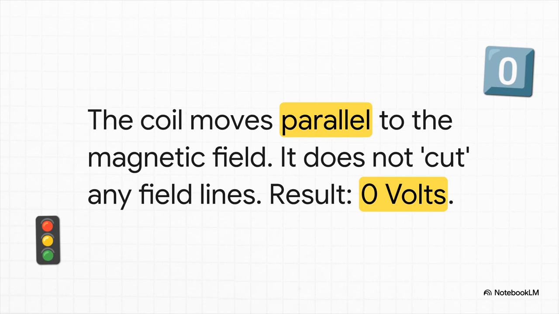Okay, so let's follow the coil for one full spin. We'll start here at position 1, where the coil is standing straight up. In this position, the sides of the coil are moving parallel to the magnetic field lines. They're just sliding alongside them, not cutting across them. And what's our rule? No cutting, no current. That's why the graph shows 0 volts.